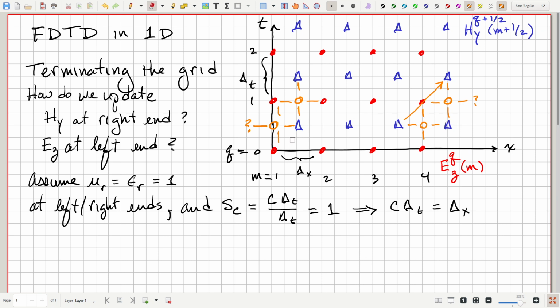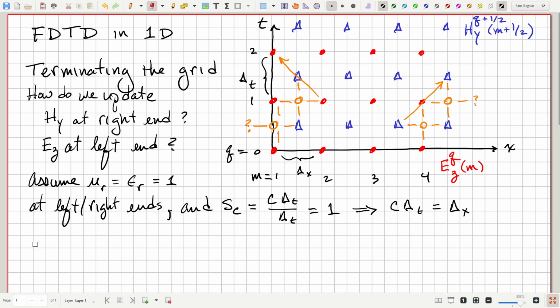And over on the left, if we take this electric field value and we say that over here on the left we have only fields that are propagating to the left, because all the sources are somewhere in between the left and right edges, then this would propagate like that. Okay, so what does that mean mathematically?